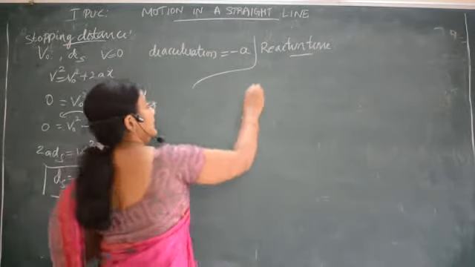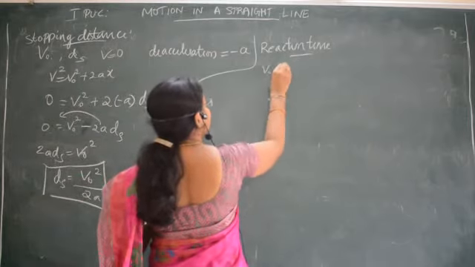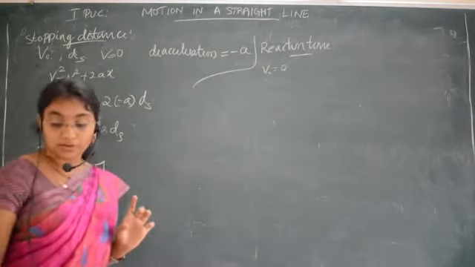Initially, the object is at rest. So initial velocity is 0. Correct?